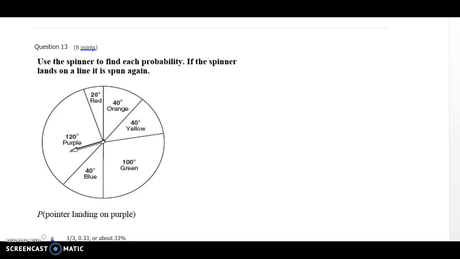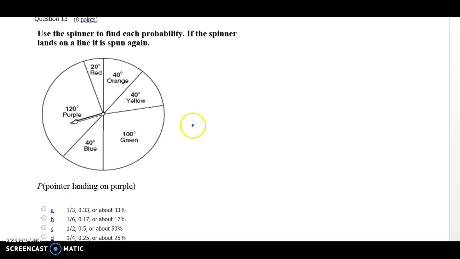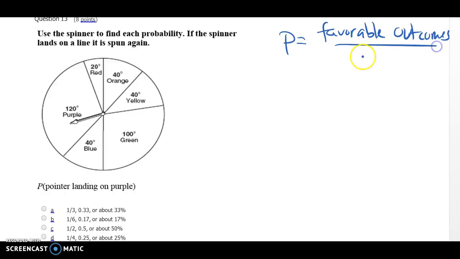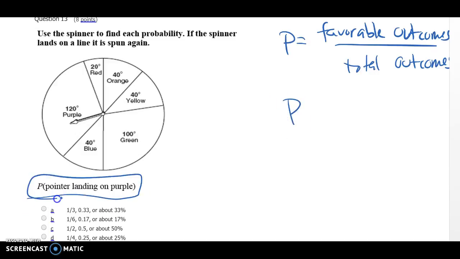Okay, so question 13, last one. It says use the spinner to find each probability if the spinner lands on the line and spun again. So we're going to spin this spinner. If it lands on the line, don't count, so we have to land in one of these regions here. Okay, and remember, we're finding probability. Probability is always, remember, favorable outcomes over the total outcomes, or the sample space. Okay, well, we want to find the probability that the pointer lands on purple.